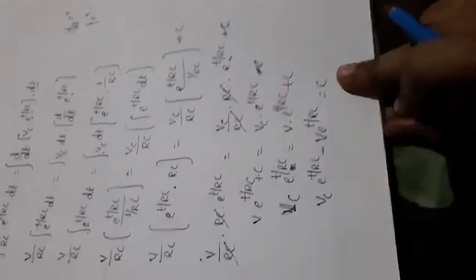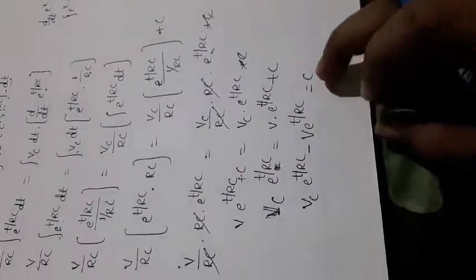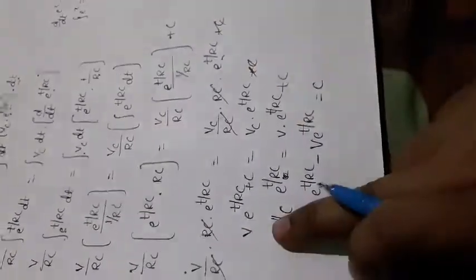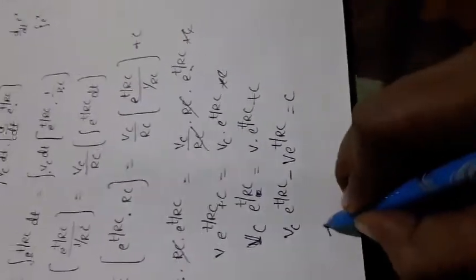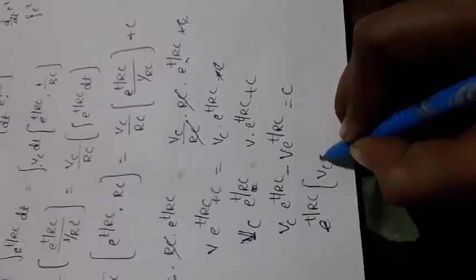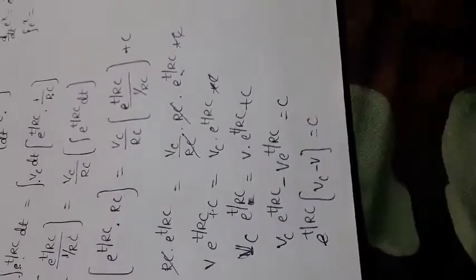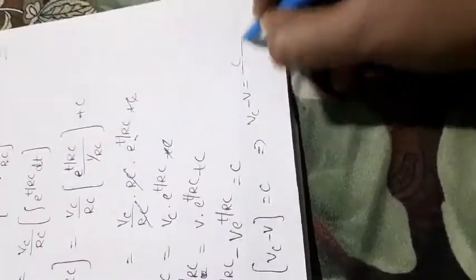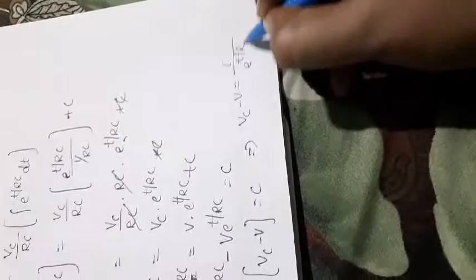Now apply the integration, just observe the integration value, this will be positive now, so that's why I can consider C as here. Okay, so now take the common term e power t by Rc, then we'll get Vc minus V is equals to C. Now this term comes to here, what happened? So Vc minus V is equals to C by e power t by Rc.